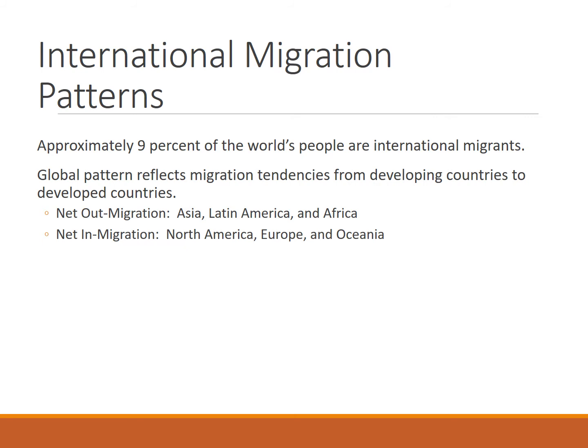Global pattern reflects migration tendencies from developing countries to developed countries. This just makes sense. If you have the means, you may want to move to a nicer country, a place that's better to live, has more opportunities, more places to shop, more places to eat, but most importantly, better paying jobs, better access to resources like hospitals.